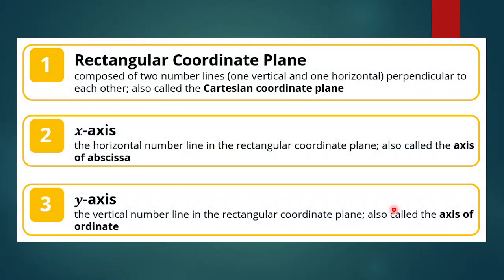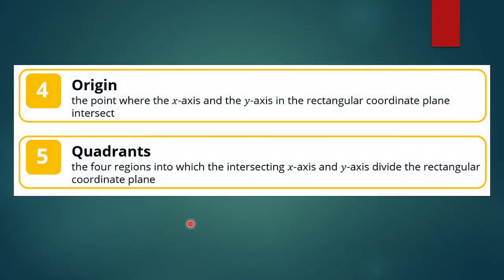Okay, next is let's have a total recap na. Okay, so first discussion, rectangular coordinate plane, one vertical and one horizontal number lines perpendicular to each other, also called Cartesian coordinate plane. Yung x-axis naman is yung horizontal number line or yung nakahiga. That is the axis of abscissa. Yung y-axis naman is yung vertical o yung nakatayong number line, and that is the axis of ordinate. Okay? And lastly, yung origin, wherein yung point of intersection ng x tsaka y. Yung point na wherein nagmi-meet yung horizontal tsaka yung vertical line. Okay? Yung quadrants naman is yung four regions na dinivide ng x and y axis.